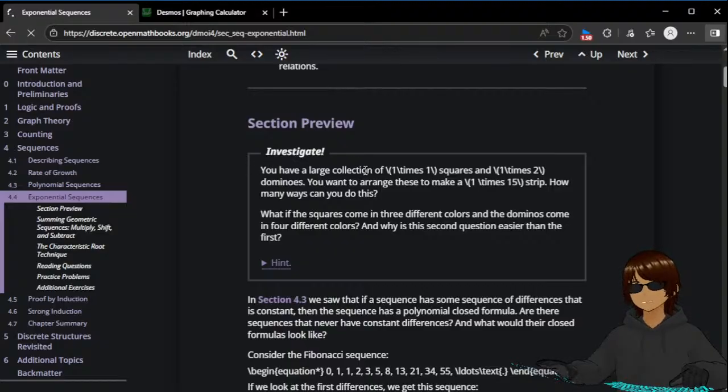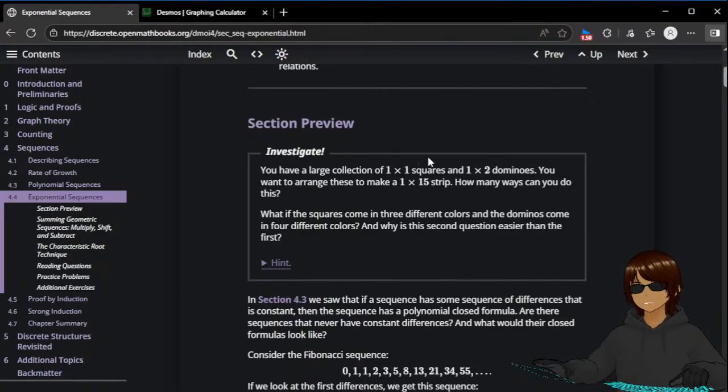You have a large collection of 1 by 1 squares and 1 by 2 dominoes. You want to arrange these to make a 1 by 15 strip. How many ways can you do this? What if the squares come in 3 different colors and the dominoes come in 4 different colors? And why is this second question easier than the first? Okay, I don't know what they're asking.